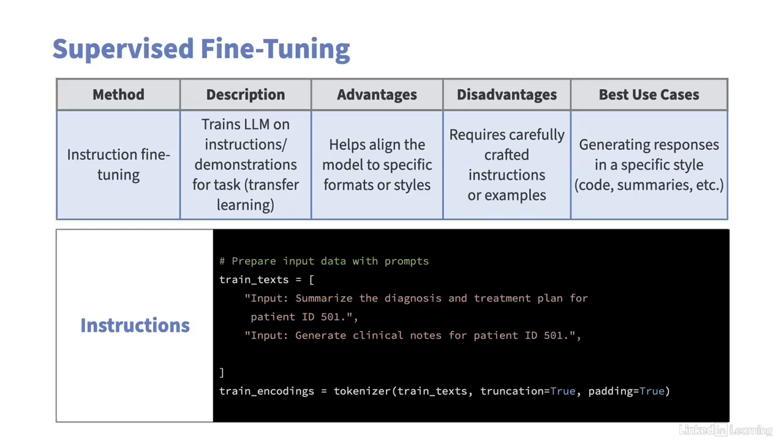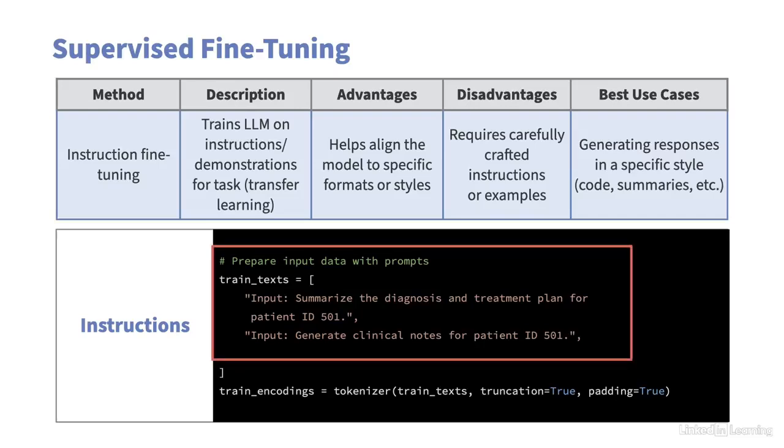And these input statements are suitable for tasks such as generating clinical documentation or summarizing medical records for a special patient, which are common in medical applications. In this code snippet, train_text contains the two instruction prompts. The tokenizer tokenizes the prompts and pads and/or truncates them to ensure uniform length, preparing the input data for further processing or model training.